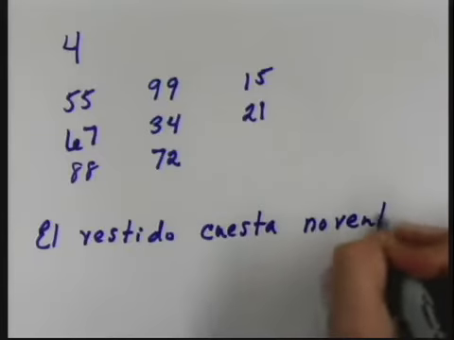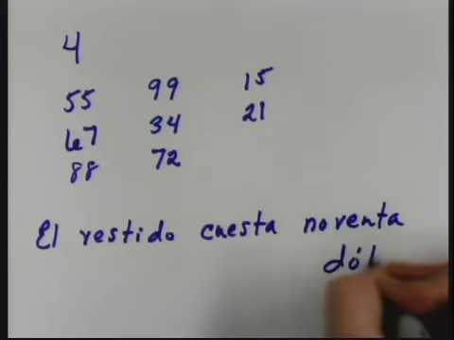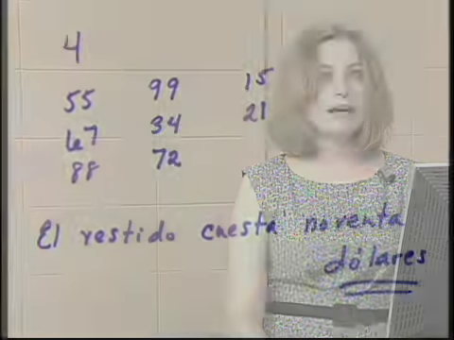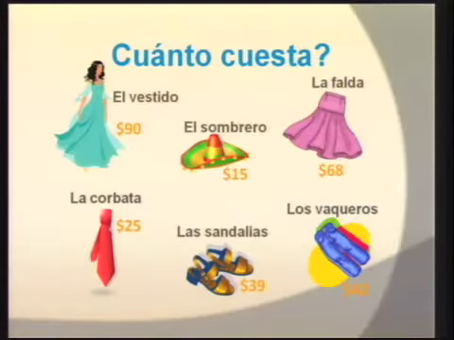90 dólares. Cuesta 90 dólares. ¿Ok? Y la corbata, ¿cuánto cuesta la corbata? La corbata cuesta 25 dólares. 25 dólares para la corbata. ¿Y las sandalias? ¿Cuánto valen las sandalias? Las sandalias valen o cuestan 39 dólares.